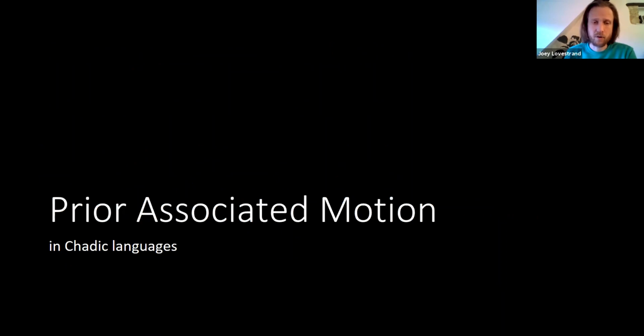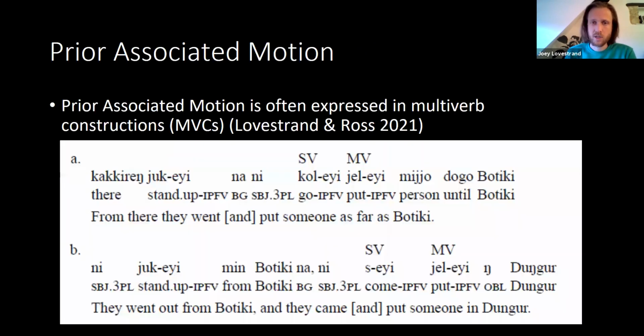Now looking at prior associated motion in Chadic languages, this is typically expressed through multi-verb constructions, as it is in many languages of the world. So again, this is an example from Bahrain, where through a story we see serial verb constructions like go, put, come, put, where the narrator is giving information about the relative location of events by using prior motion serial verb constructions to express that there was some change of location before events took place in the story.